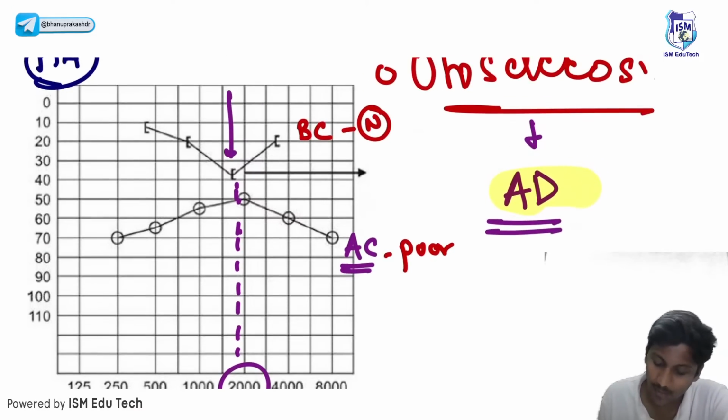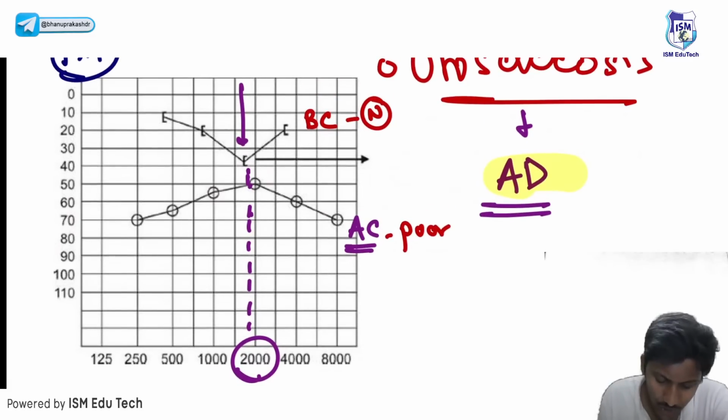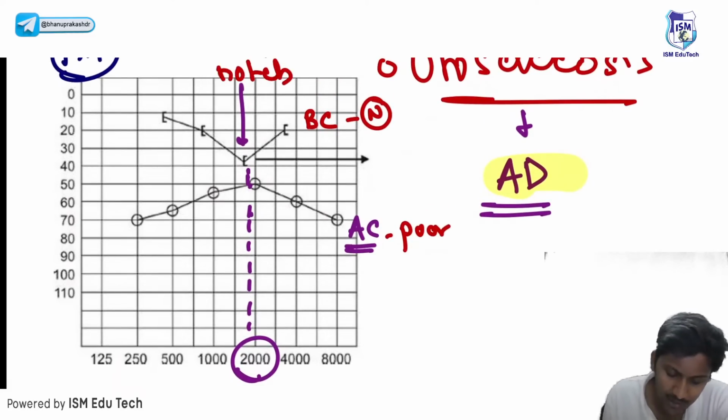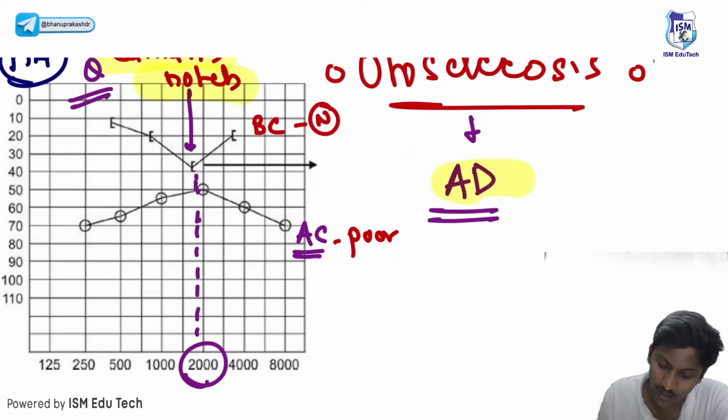Okay, so this dip which is seen on an audiogram at 2000 hertz in bone conduction is called the Carhart's notch. This is characteristically called the Carhart's notch. So Carhart's notch is a specific feature seen in cases of otosclerosis on an audiogram, where there is a dip in the bone conduction at 2000 hertz. That's important to be remembered. This is a Carhart's notch.